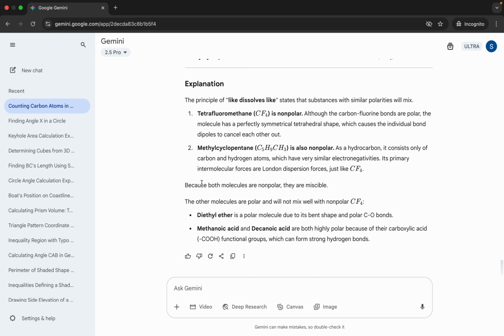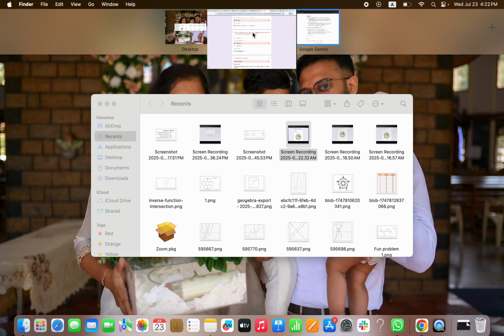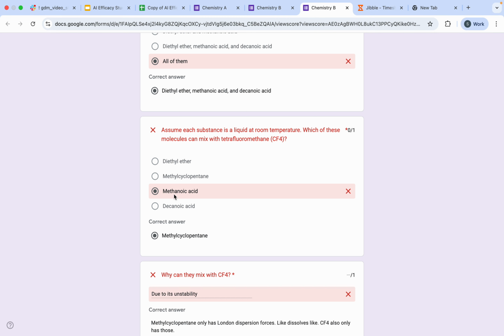So these two are not the answer. Diethyl ether is a polar molecule due to its bent shape and polar C-O bonds. Methanoic acid and decanoic acid are both highly polar because of their carboxylic acid group, which can form strong hydrogen bonds. So the answer is methyl cyclopentane.